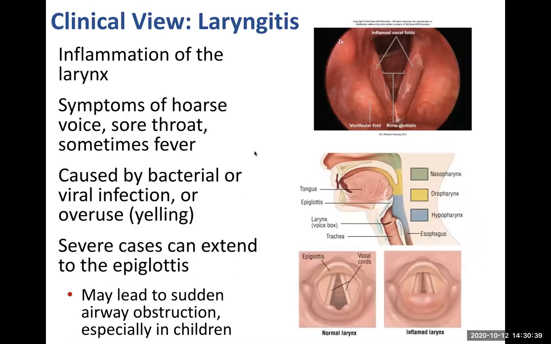Okay, and then laryngitis. Itis, of course, is used to describe inflammation of. So laryngitis is an inflammation of the larynx. It can be caused by overuse. So inflammation just due to overuse, the presence of nodules can cause laryngitis. And those nodules can develop as a result of inflammation.